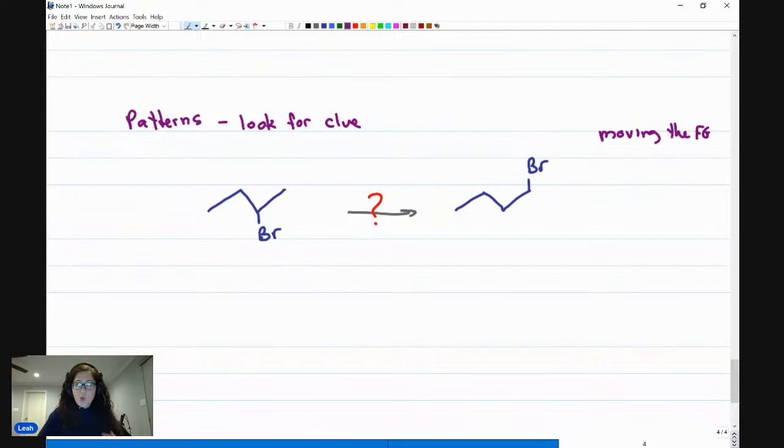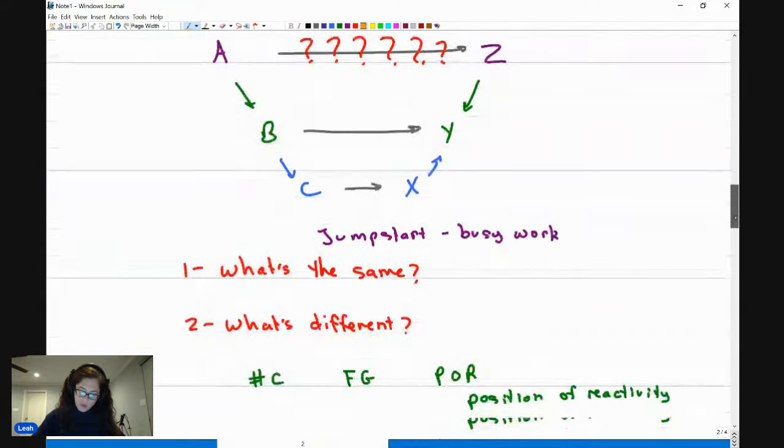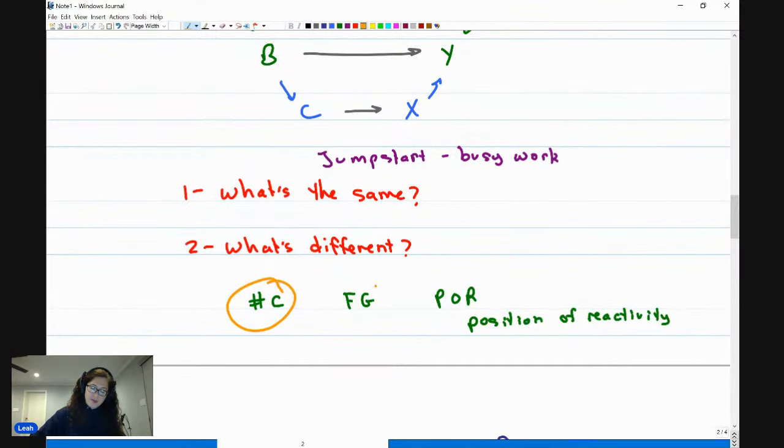Here's the thing. We're not actually moving the bromine because this bromine and this bromine are not the same. There is a bromine on the molecule. At some point, we remove the bromine from the molecule and we find a way to put a different one back. So let's go through the steps where we ask the questions. Question number 1, what is the same? And question number 2, what is different? As a reminder, we are looking for the number of carbon atoms, the functional group or substituent on the molecule, and the position of reactivity.